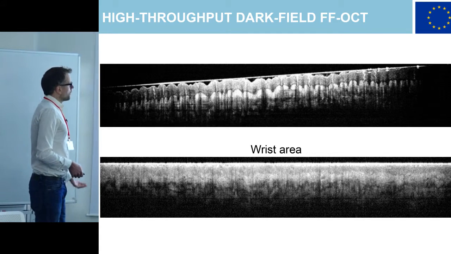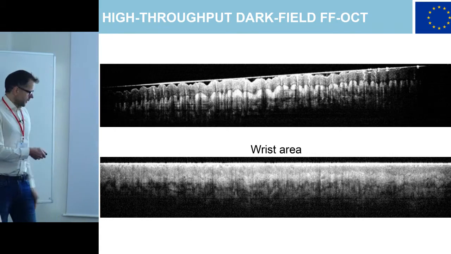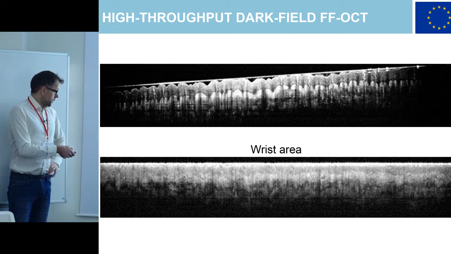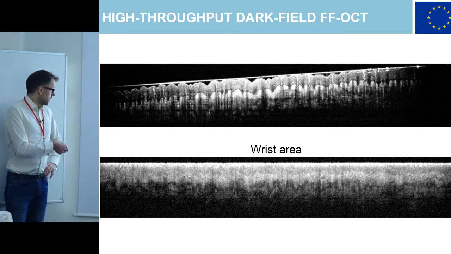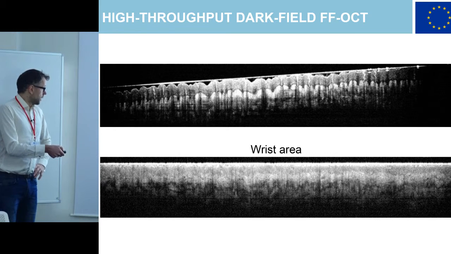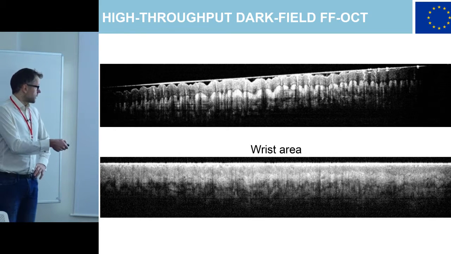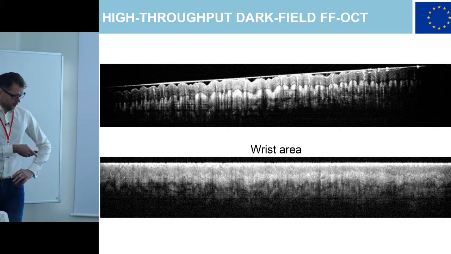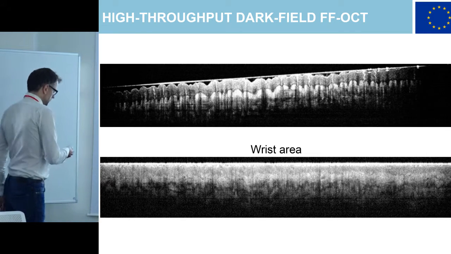It's also good for any other part of the body, like skin. You can image skin. For example, you see the dermis-epidermis junction here, live cells, dead cells. It's the stratum corneum here. So it could be used for many different applications.